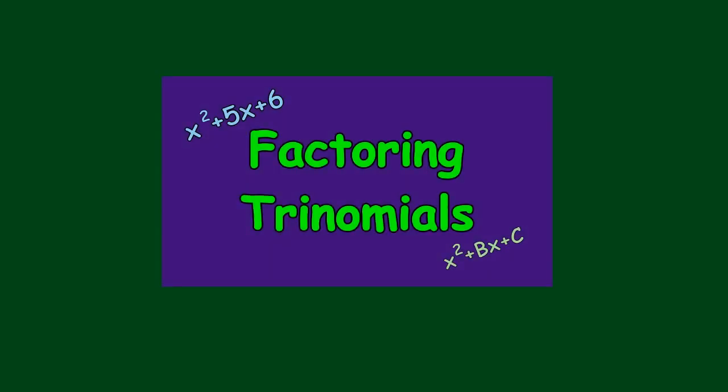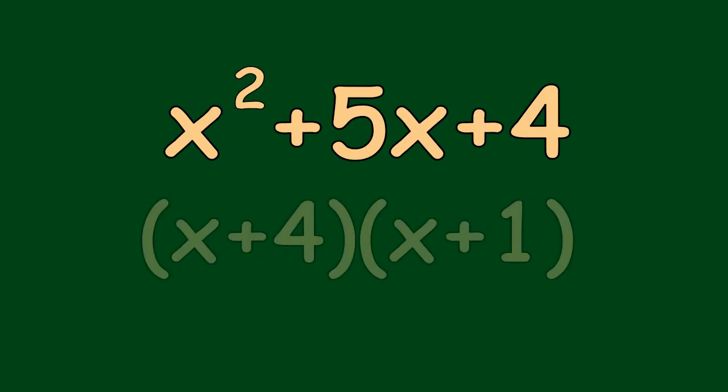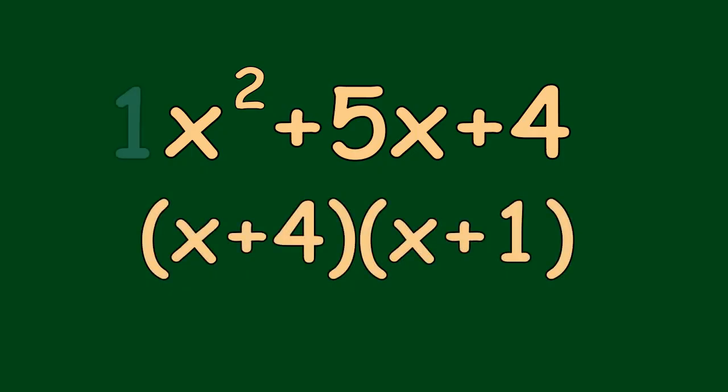In our previous video, Factoring Trinomials, we learned how to factor trinomials such as x squared plus 5x plus 4. Since the coefficient in front of the x squared is a 1, factoring was pretty straightforward. But what if the coefficient in front of x squared is something other than a 1? This video will explain exactly what to do.